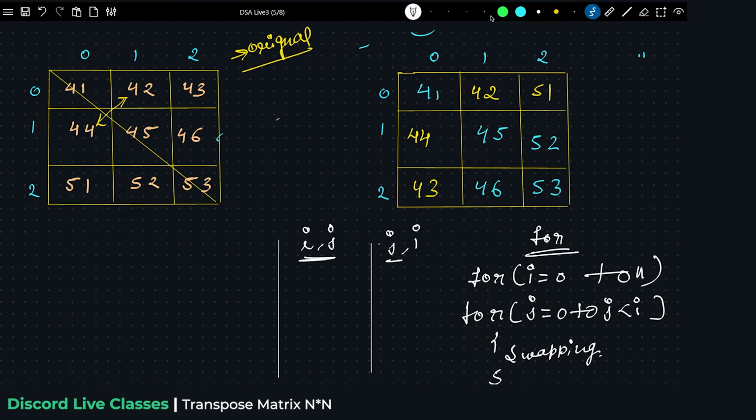So i is currently 0. Let me change the pen. i is equals to 0, j is equals to 0. j is equals to 0, i is equals to 0. 41 will remain same. 0 comma 0 and this is 0 comma 0. Then what will happen? j plus plus.